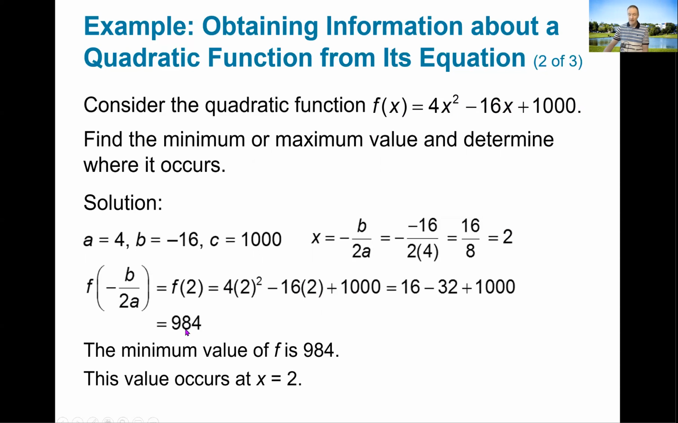Now, keep in mind, that's a minimum value because this was a positive parabola. So we can say that the lowest value this parabola ever takes on is a value of 984, and then it's going to go up. So the minimum occurs at x equals 2 and at y equals 984. So the minimum value of 984 occurs when x is 2, and then it's just going to go up as x moves to the left or right of 2.